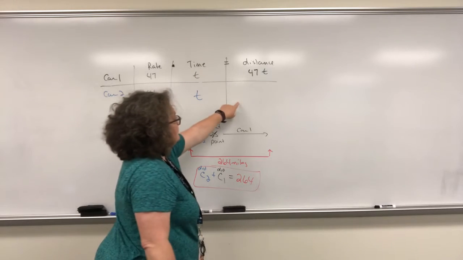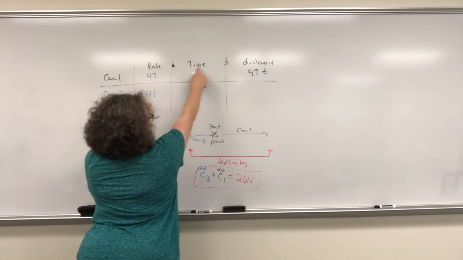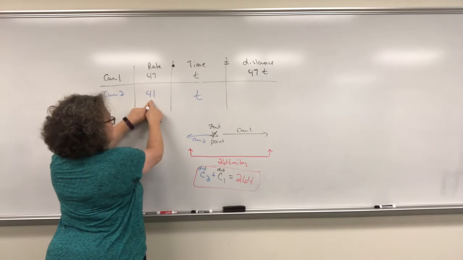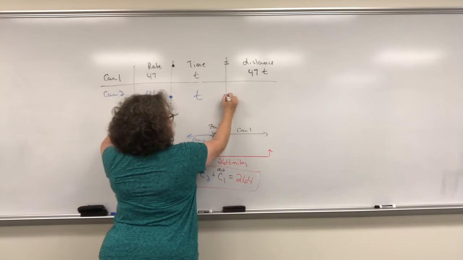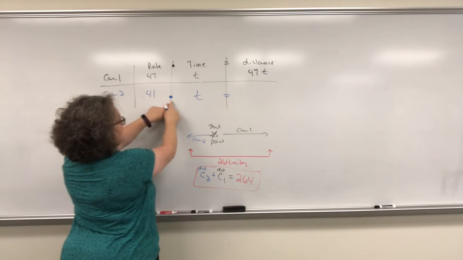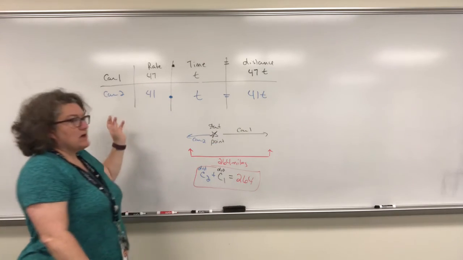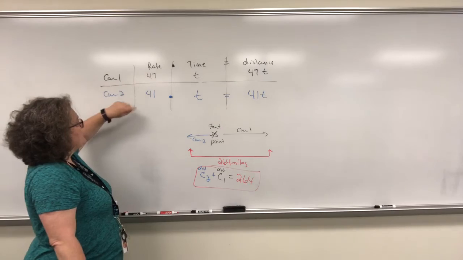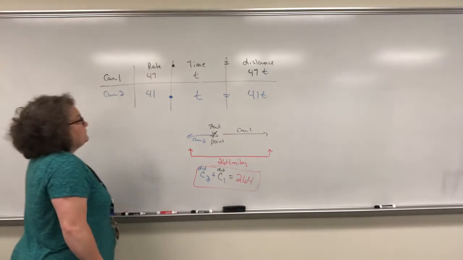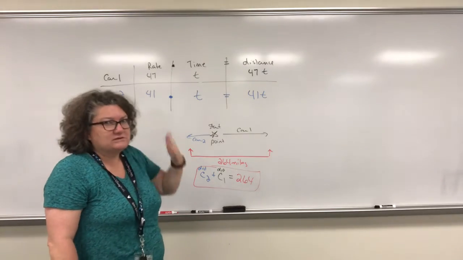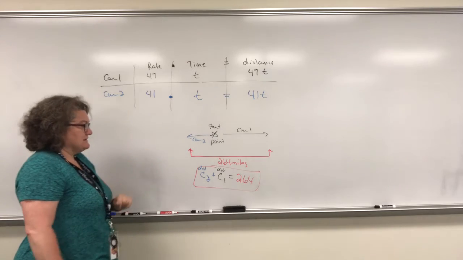So to find its distance, remember it says rate times time equals distance. What's 41 times T? 41T. Okay? It's always going to be that way. If you set this chart up, it's going to be the rate times time equals distance every single time. Sometimes our times might be a little bit different. We'll see some problems like that. But it's always rate times time equals distance.